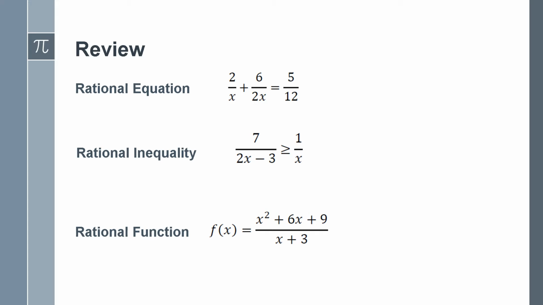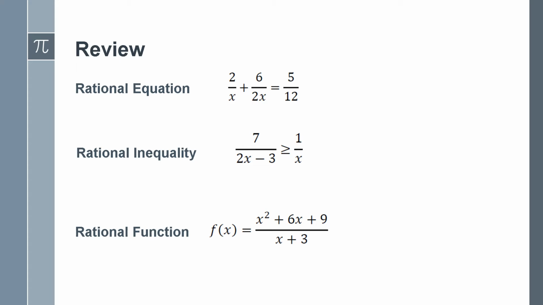To give you a review about the rational equation, inequality, and function, the rational equation is an equation that involves one or more rational expressions. Just take a look at the example, 2 over x plus 6 over 2x is equal to 5 over 12. The indication of the equation is the equal sign.